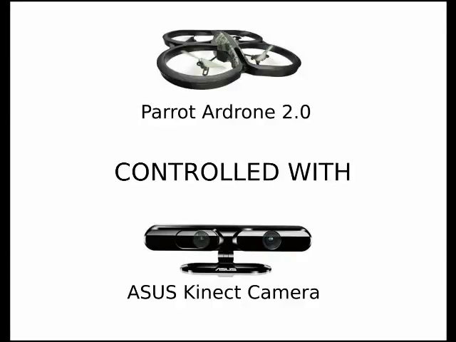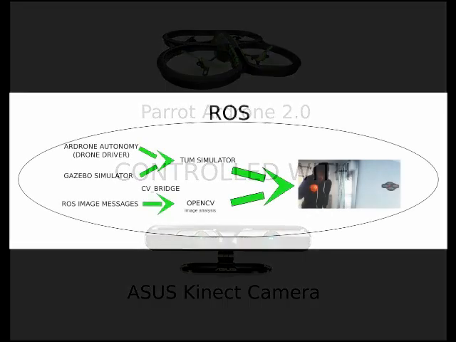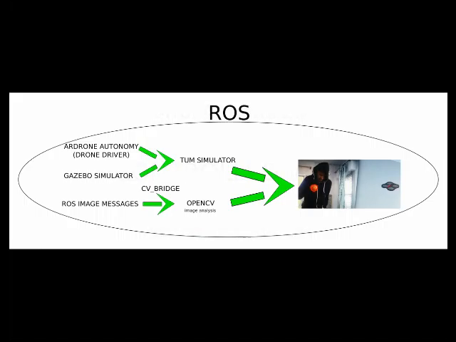The idea is to configure Parrot Ardrone in ROS and to control it with an orange ball in front of the camera. There are needed Ardrone autonomy package, which is drone driver, Gazebo simulator, TUM simulator with the connection of two previous ones, and CV bridge in OpenCV library, which converts the ROS image messages to OpenCV objects.